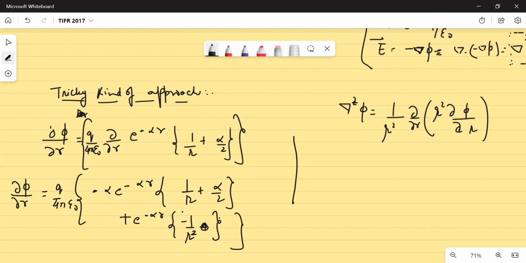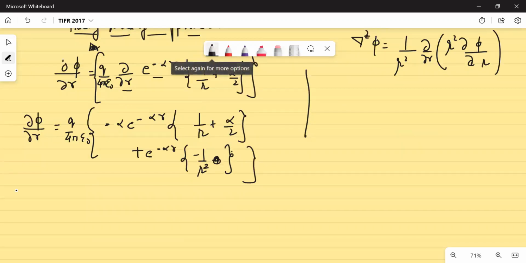So del phi upon del r is nothing but minus alpha e to the power minus alpha r. So I have differentiated this and kept this as it is, and then I have kept this as it is and differentiated this. So overall, del phi upon del r would give me what? So del phi upon del r would give me minus q upon 4 pi epsilon naught.